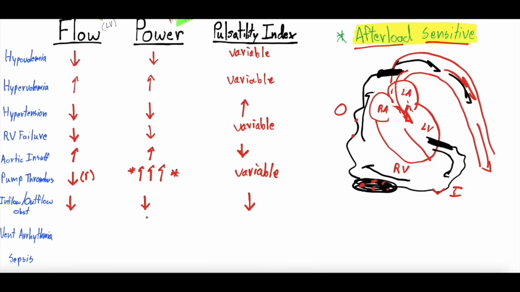For this, we're going to go back to our preload, afterload and contractility comparison, right? So we said that the heart is preload dependent and afterload sensitive. If you have a bunch of ventricular arrhythmias, do you anticipate the right ventricle is going to have a good squeeze to pump blood to the left ventricle when it's in ventricular tachycardia? The answer is no, right? So the left ventricle is not getting appropriate preload, and as we know, it's preload sensitive, so flow's down, power's down.